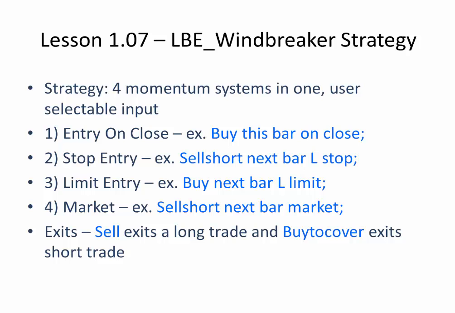Limit orders, an example would be buy next bar low limit, and that would be buying at a price lower than the current market price. A market order would be to sell short next bar market, and that would enter the trade at the very next tick. Exits: the reserved word sell exits a long trade, and buy to cover exits a short trade.